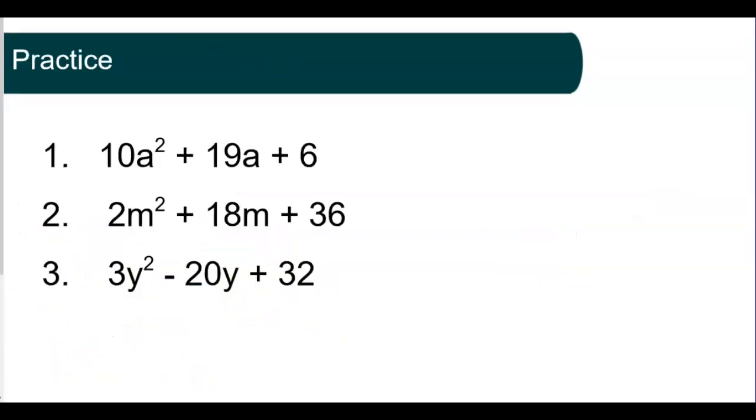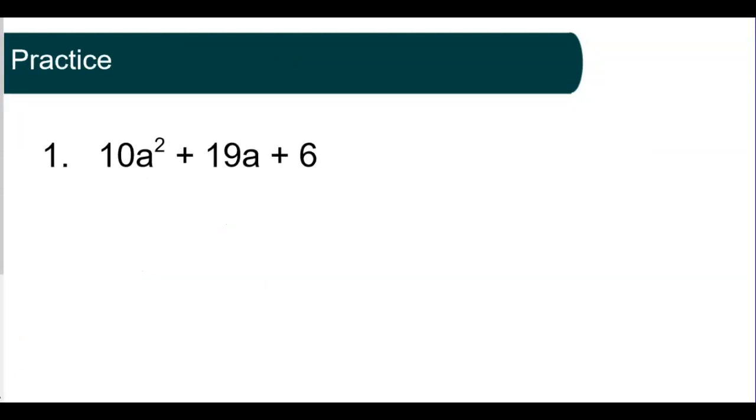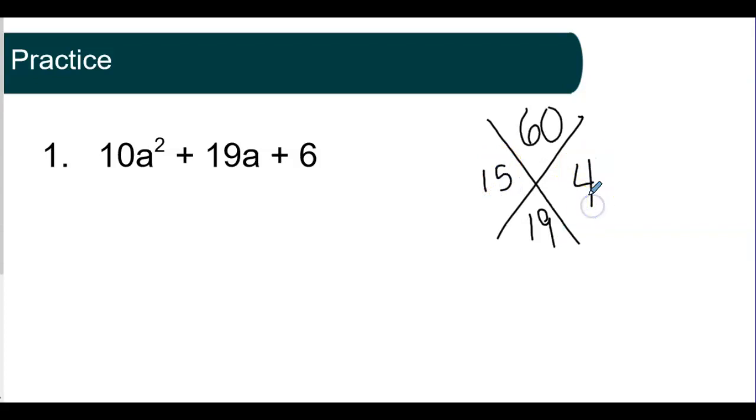All right, here are some for you to practice on your own. This first one here, I want to find the factors of 60 that add up to 19. Well, when I think about factors of 60, I could multiply 15 and 4 together to get 60, and they add up to 19. So 10a squared plus 15a plus 4a plus 6.